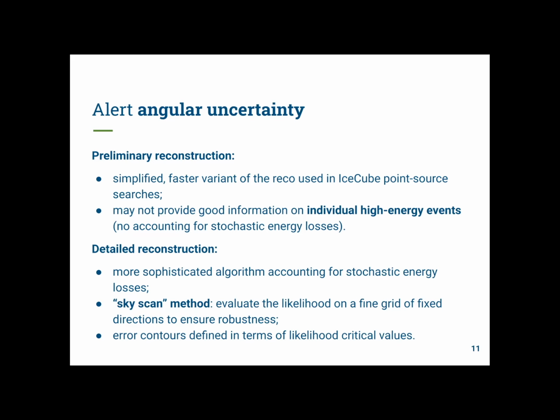And we use a so-called skyscan method. Since this construction is a bit sophisticated, it doesn't always converge if you try to fit the direction. So basically, we fix the direction on a grid of points in the sky, and then we evaluate the likelihood by fitting the other parameters of the event. And so we can also define the error contours in terms of likelihood critical values to produce our 90% and 50% containment regions.